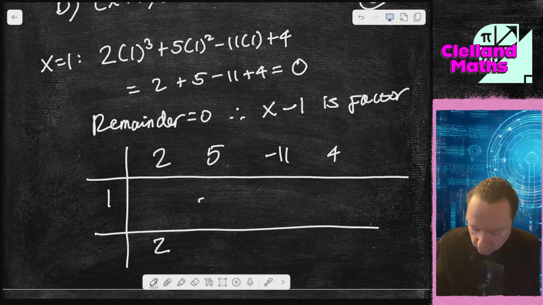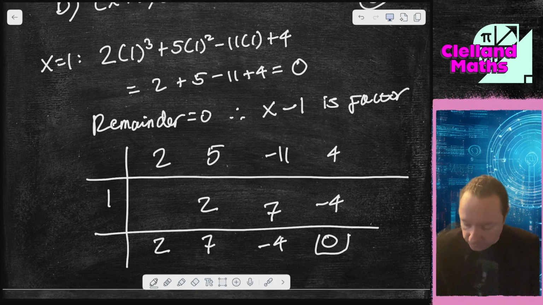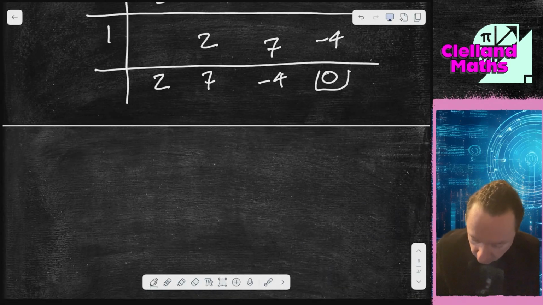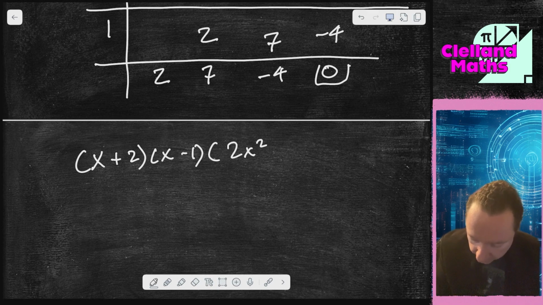2 ones is 2, 2 and 5 is 7. 7 minus 11 is minus 4. We should get 0 at the end, which we do, so we can continue. Now we've got x plus 2, don't forget that. x minus 1 we just worked out, and 2x squared plus 7x minus 4.